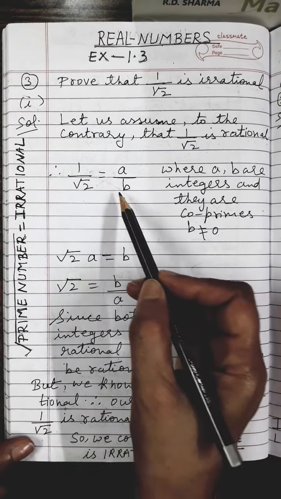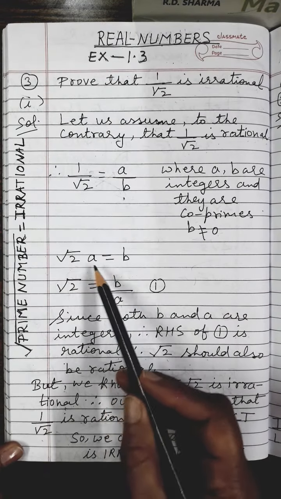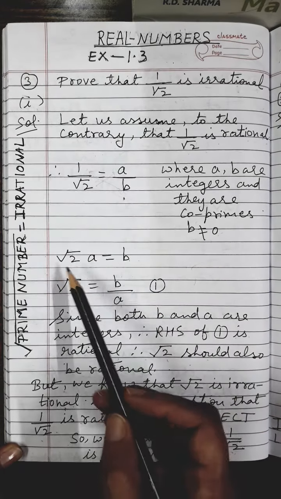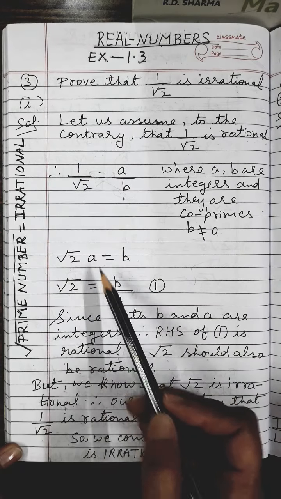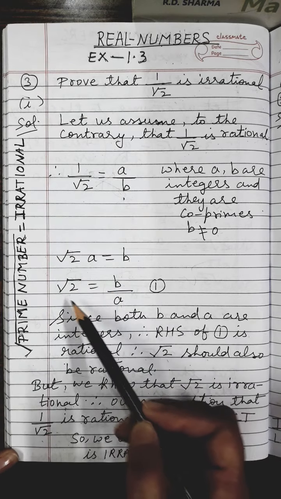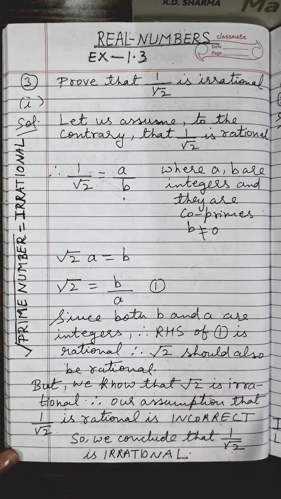Now what I will do, cross multiply. So I get root 2 gets multiplied with A. So root 2A equals to B into 1 gives you B. Now I will isolate root 2. So I will remove a from left side. So I will bring a on the right side. So I get root 2 equals to b upon a. This is your expression number 1.